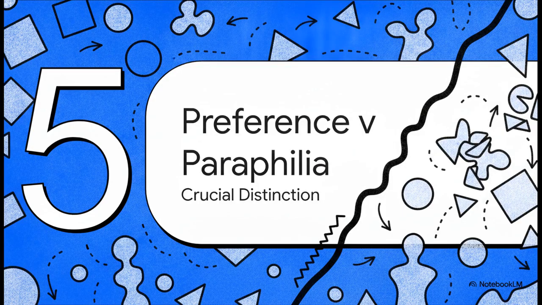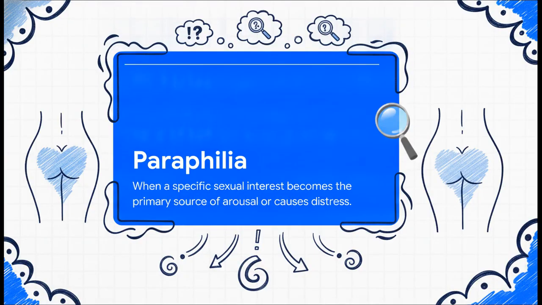Number 5, preference versus paraphilia. Having a strong aesthetic preference for any of those 5 shapes we just went through is totally normal. But in psychology, there is a distinct clinical line where that preference crosses into something else. What's really interesting about this slide is how partialism is actually classified as a paraphilia in psychology and psychiatry under some very specific conditions. A paraphilia happens when a specific sexual interest, like say an intense focus on one of those buttock shapes, shifts to become the primary or even exclusive source of arousal, or if it starts causing the person actual distress.